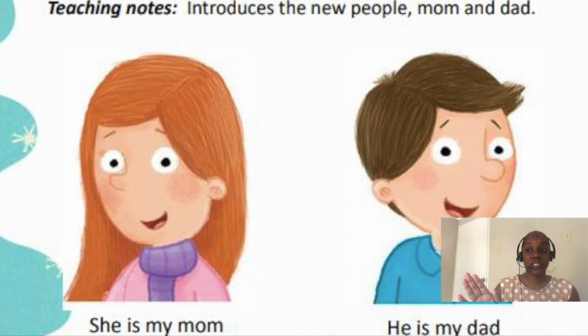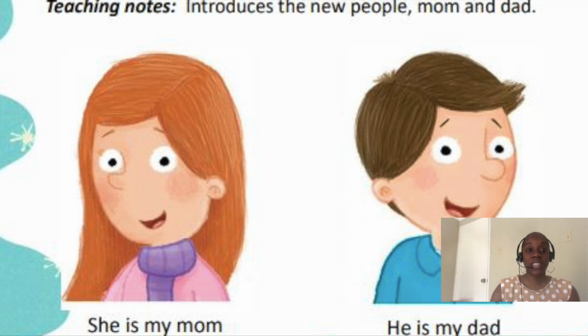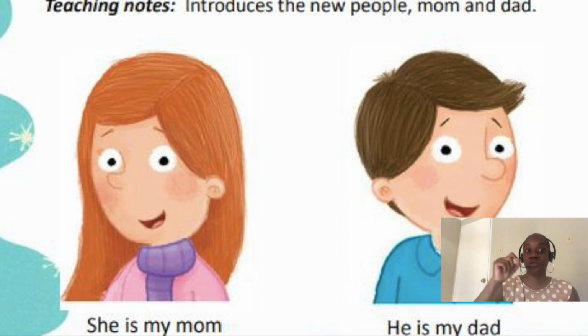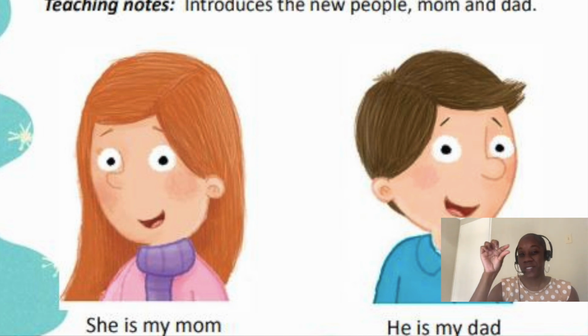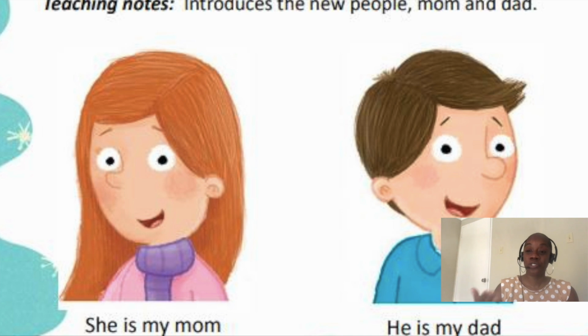Guys, now have a look at this on the screen. It says teaching notes, introduces the new people, mum and dad. And at the bottom it says, she's my mum, he's my dad. So it's very vague. There's no information. There is no part where it says teacher must say this, student responds like this. Some companies will do that for you. They will write out everything that you must say, word for word, okay? Itutorgroup does not do that.